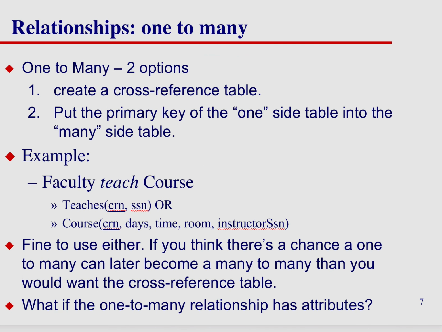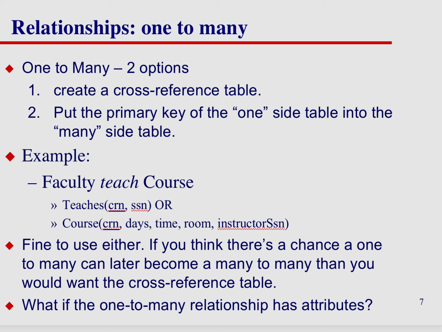One-to-many. So let's talk one-to-many. There's two options for one-to-many. We can create this cross-reference table, this other table like we spoke about. We can also take the primary key from the one side where it's one-to-many, and we can put it into the table on the many side. And I'm going to give you examples. We have one-to-many faculty teach courses. So we have this one-to-many example, assuming that one faculty member teaches courses.